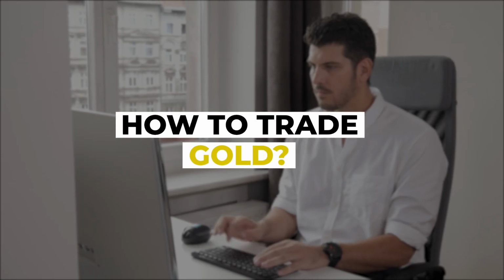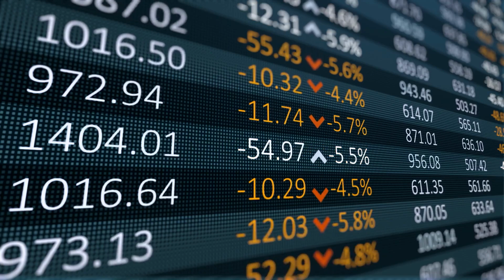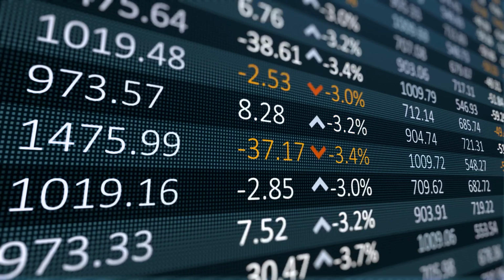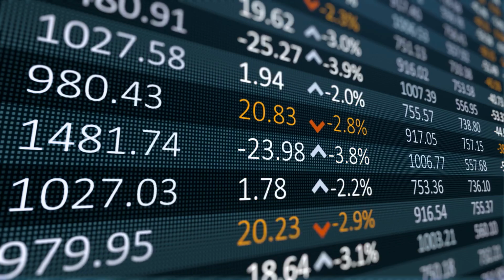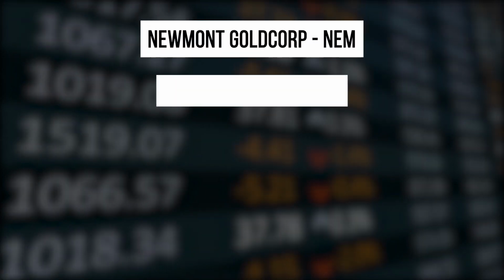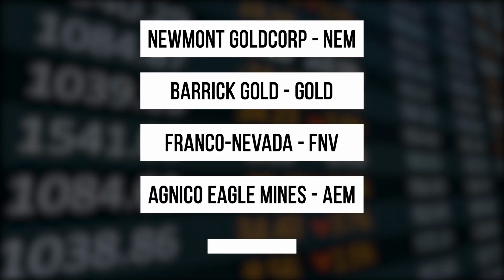As a trader, there are many ways to profit based on the gold price movements, and I'll list all the trading instruments right here. Now, the most common one is to buy and sell gold company stocks. I've listed the top 5 gold companies that are listed in the US, and this list mainly consists of large gold mining and producing companies. And they are Newmont Gold Corp, Barrick Gold, Franco-Nevada, Agnico Eagle Mines, and Gold Fields.